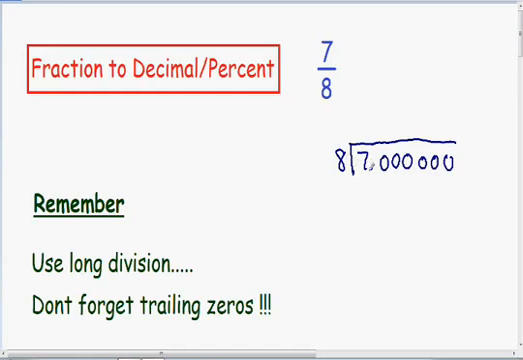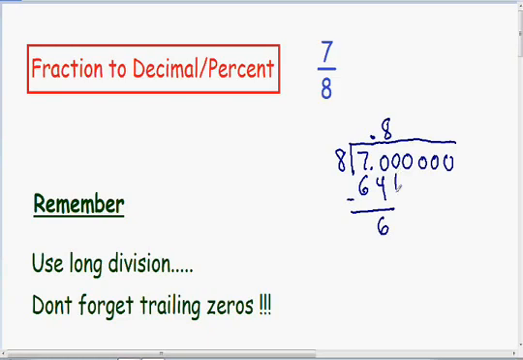So let's just get started right away with the long division. The first thing I'm going to do is just place my decimal point and bring it straight up. So now we can start the division. 8 goes into 7 0 times, so we need to move on to the next digit. 8 goes into 70 8 times. 8 times 8 is 64. And if we subtract 70 minus 64, we get 6.